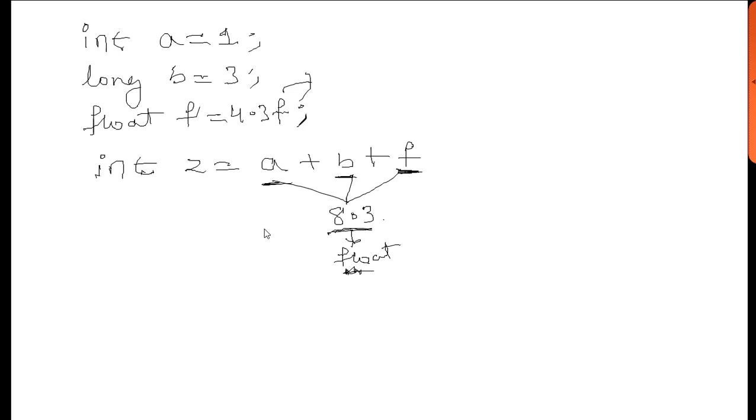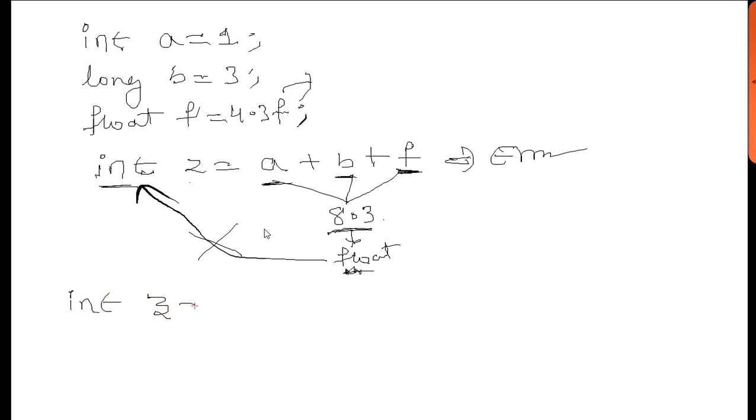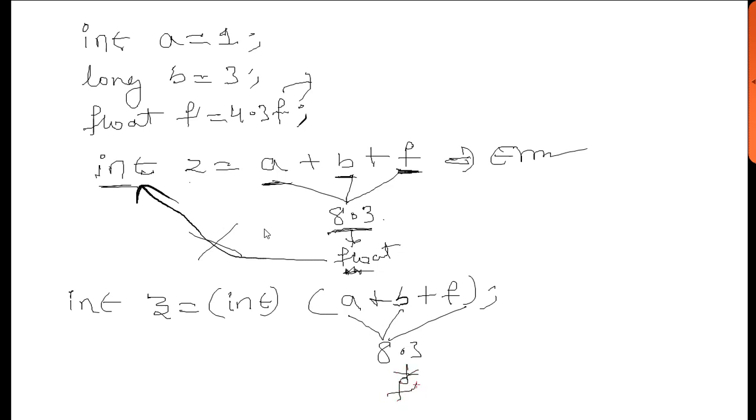Okay, but now this z is what? Integer. So float cannot be converted to integer, therefore it causes an error. Then how to overcome this particular problem? By using explicit conversion. z is equal to what can I write now? Integer of a plus b plus f. Now this 8.3, which is of float data type, is converted to integer and assigned to z.